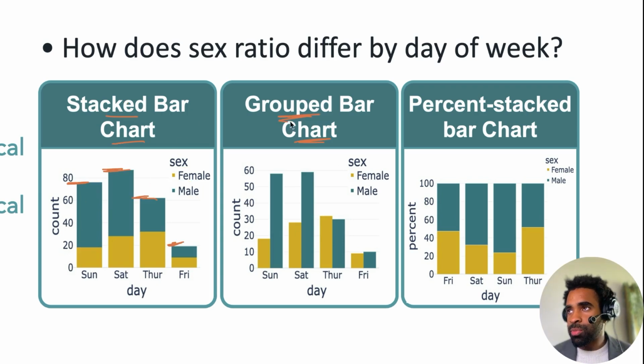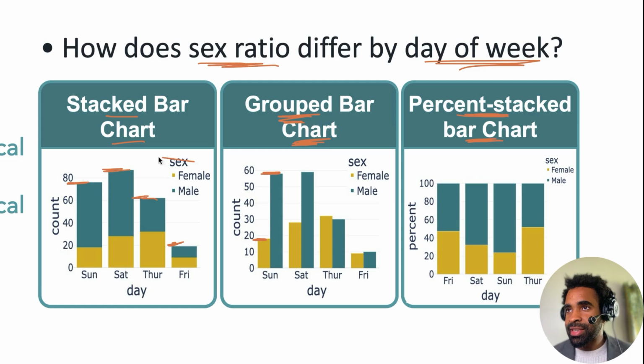On the other hand, the grouped bar chart makes it easier to read the specific amount per sex. So for example, we can easily see that about 19 women came on Sunday, and maybe about 58 or 57 men came also on Sunday. Now, the percent stacked bar chart is the one that most directly answers this question, how does sex ratio differ by day of the week?